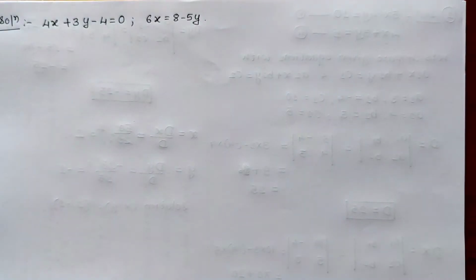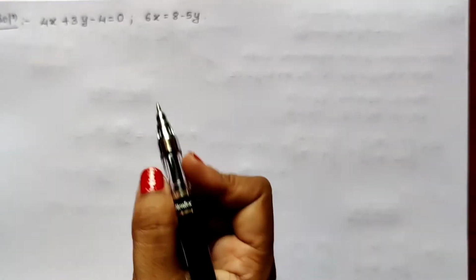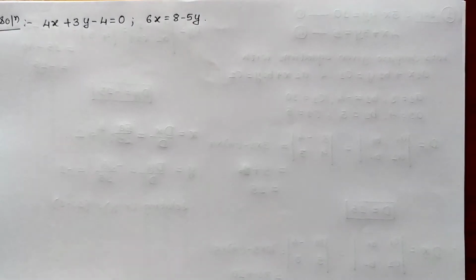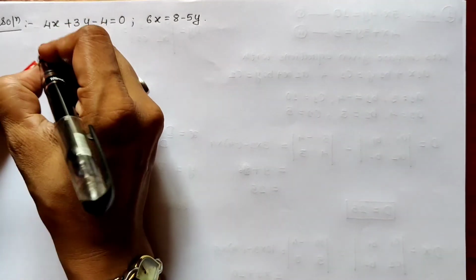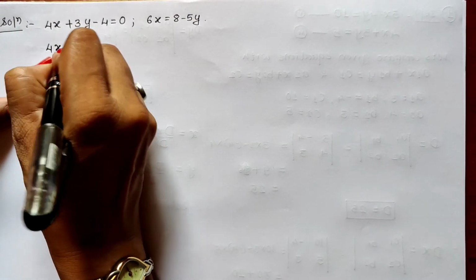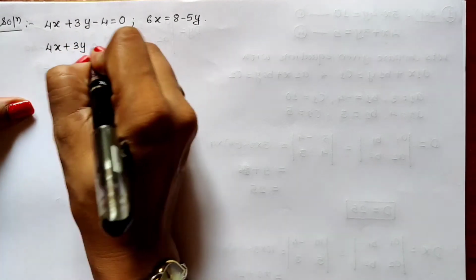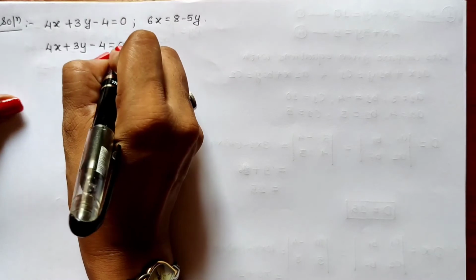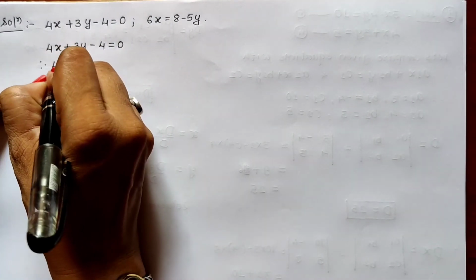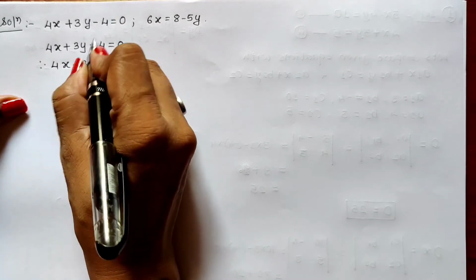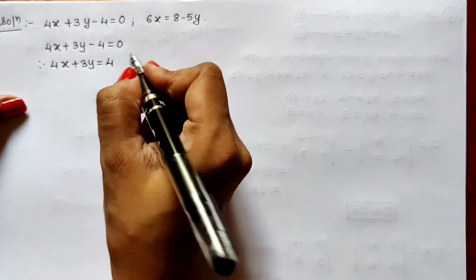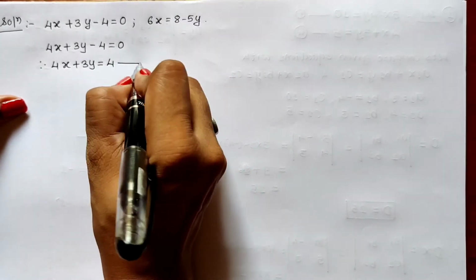I will be solving the equations so that we will get it in the format of ax plus by is equal to c. So let us first write this equation number 1, 4x plus 3y minus 4 is equal to 0, and therefore 4x plus 3y minus 4, we transfer, it becomes plus 4. 0 plus 4 will be plus 4. So this is equation number 1.